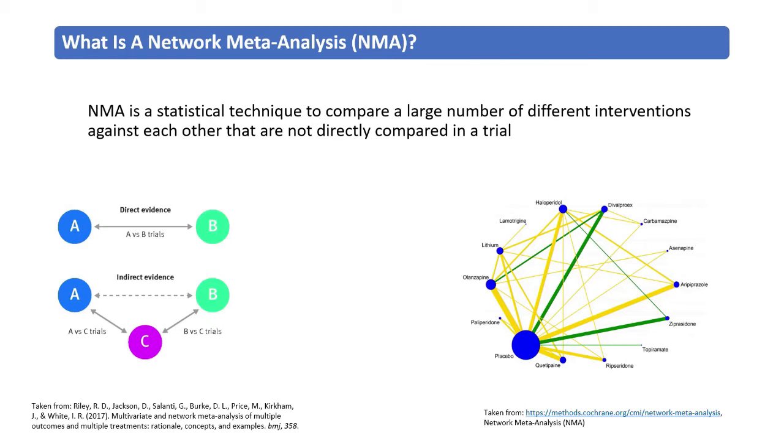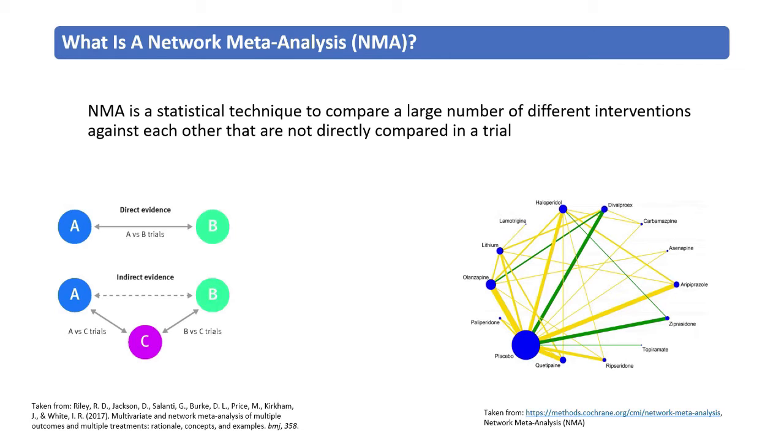Comparing multiple interventions within a single clinical trial can be expensive, and comparing all the interventions within one trial is simply not feasible. Thankfully, network meta-analysis is a statistical technique that allows us to compare a large number of different interventions against each other that have never been directly compared in a clinical trial. To do so, a common comparator is selected.